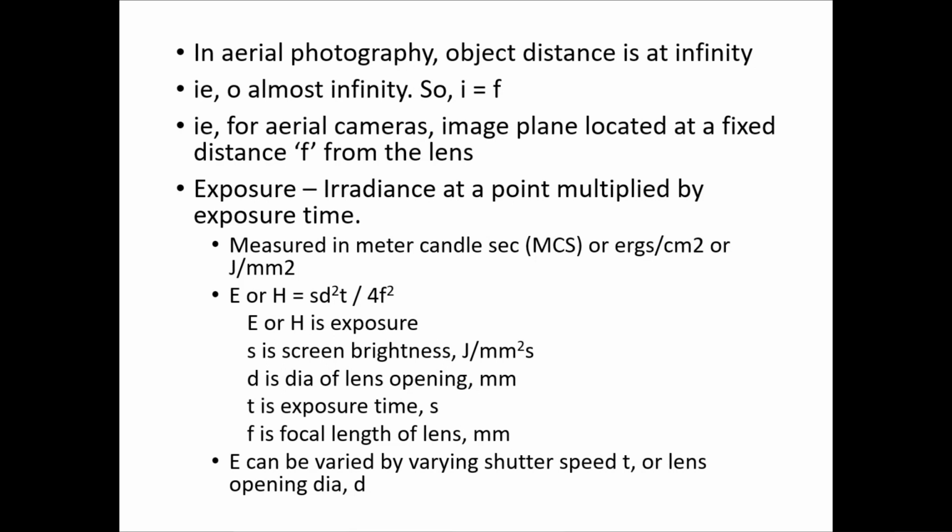There is a small relation. Exposure, represented as E, is equal to S D squared T divided by 4 F squared, where S is the scene brightness, that is the brightness of the object or scene that you are trying to capture. D is the diameter of the lens opening. T is the exposure time in seconds, and F is the focal length of the lens. By varying these parameters, like shutter speed or lens opening diameter, you can vary your scene exposure.